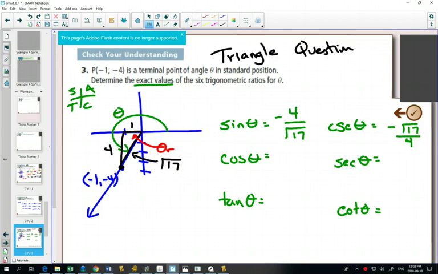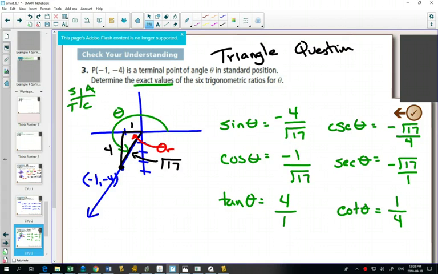Similarly, we can find cos. Here's my reference angle, cos is adjacent over hypotenuse. 1 over root 17. Quadrant 3, according to CAST, should be negative. That means that secant is negative root 17 over 1. I wouldn't even have to write that 1 on the bottom, but just to show you the flip of the fraction. And finally, tangent, opposite over adjacent. And again, I wouldn't have to write the over 1, but tangent in quadrant 3 is positive, and so cotangent will be 1 over 4.